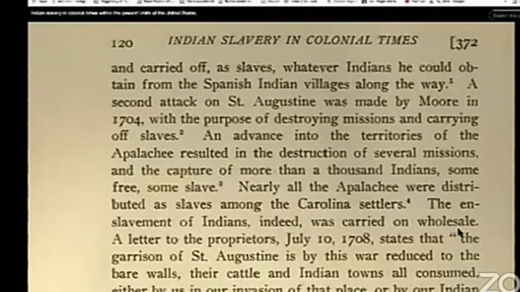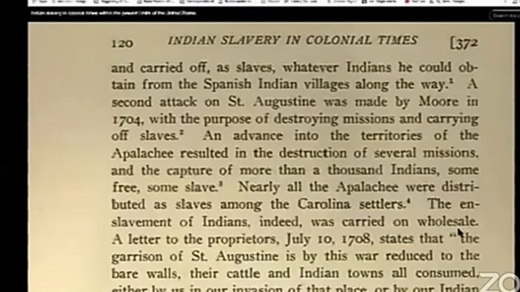A second attack on St. Augustine was made by Moore in 1704 with the purpose of destroying missions and carrying off slaves. An advance into the territories of the Appalachee resulted in the destruction of several missions and the capture of more than 1,000 Indians, some free, some slave. Nearly all the Appalachee were distributed as slaves among the Carolina settlers. Alright? Now see who they're putting in these plantations, right? The Carolinas. Alright? The enslavement of Indians indeed was carried on wholesale.